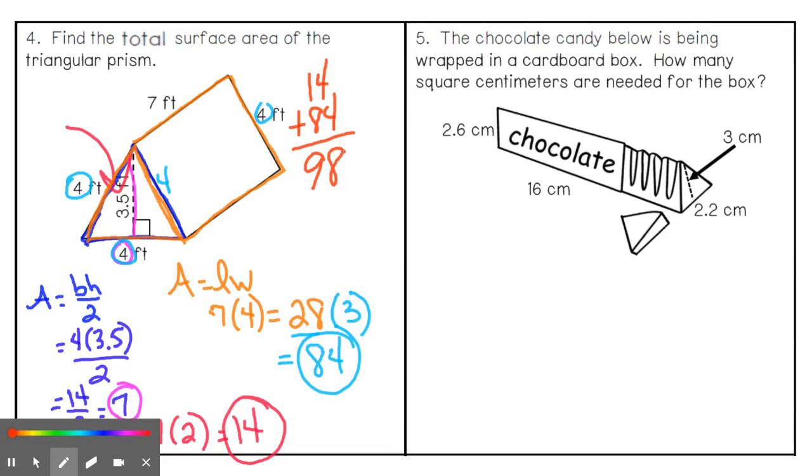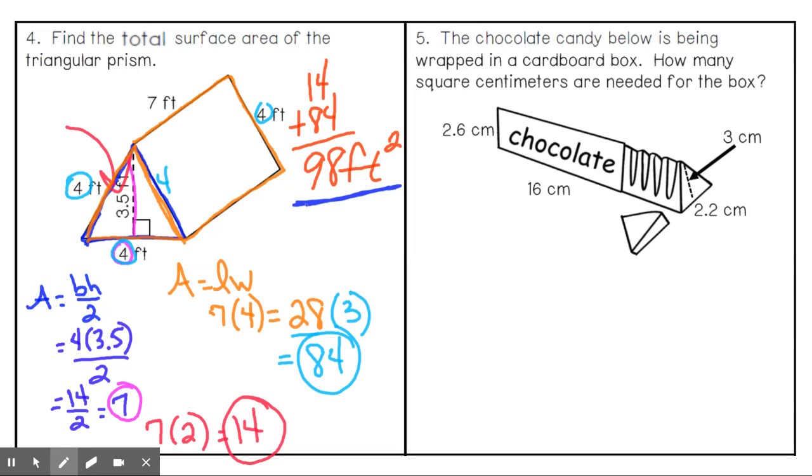So I get 98 square feet. Okay, so that would be our answer, 98 square feet. For number 5, it says the chocolate candy below is being wrapped in a cardboard box. How many square centimeters are needed for the box?